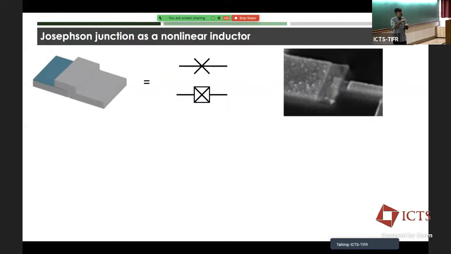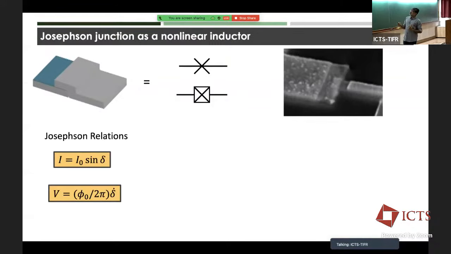Remember, it looks like a parallel plate capacitor, right? Metal, insulator, metal. So there is a capacitance here. It's called the Josephson capacitance. So the box symbol is supposed to capture that it's inductance plus capacitance. Brian Josephson wrote down the electrical relations for this device, and these are the two relationships.